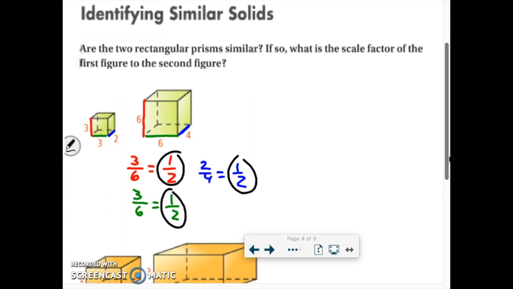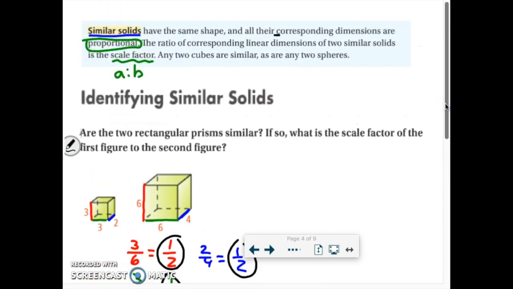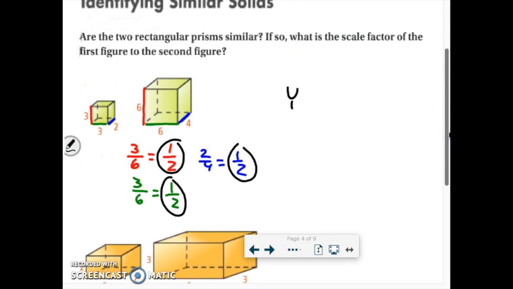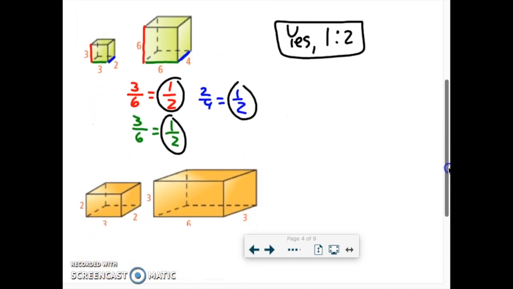That means that all the corresponding linear dimensions are proportional, like it's saying right in here. Okay, which means yes, the rectangular prisms are similar. And then it says, if so, what is the scale factor? The scale factor is A to B, which is 1 to 2. So we might get some questions today about just wondering whether or not the two solids are similar.